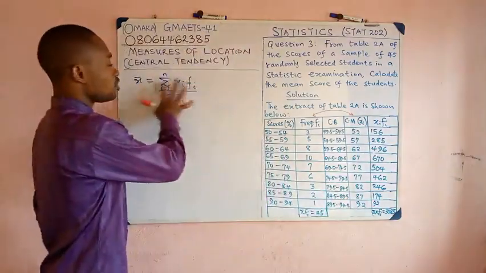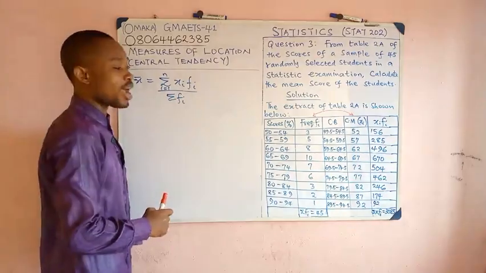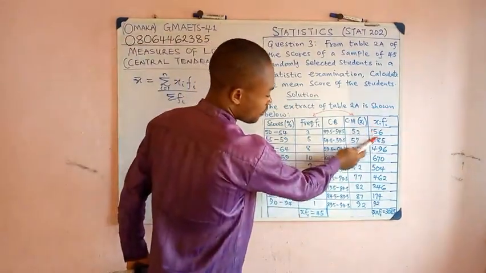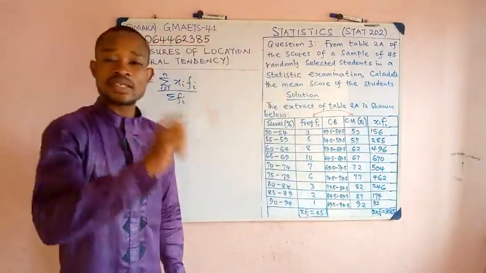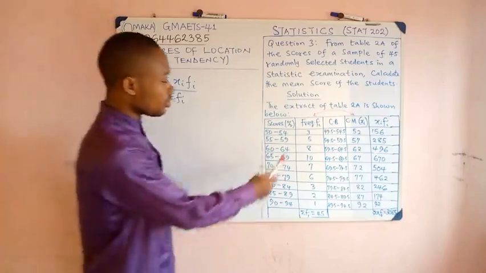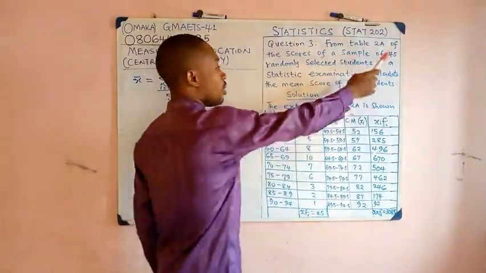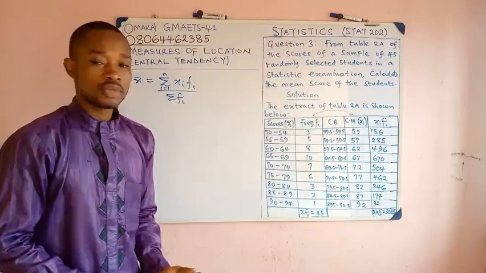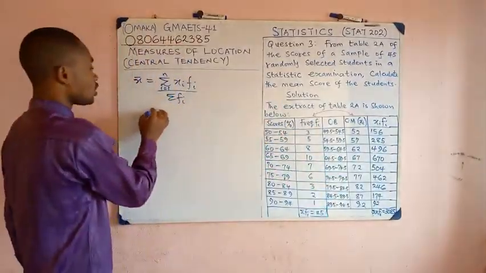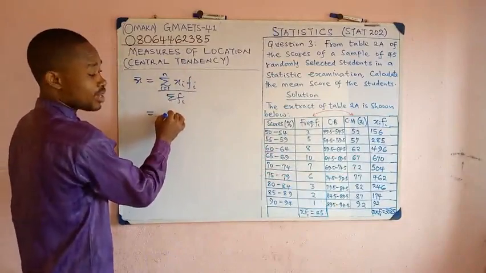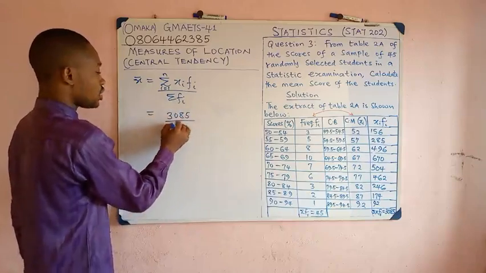Then because of this formula, you need to sum up every xi fi, and sum up your fi as well. You sum up everything in this column, that will give us 3085. Then sum your frequencies, you get 45. Of course, you see that the summation of the frequency gave us the number of students in that exam. Having completed the table, we can now substitute: summation xi fi is 3085, divided by summation fi, which is 45.